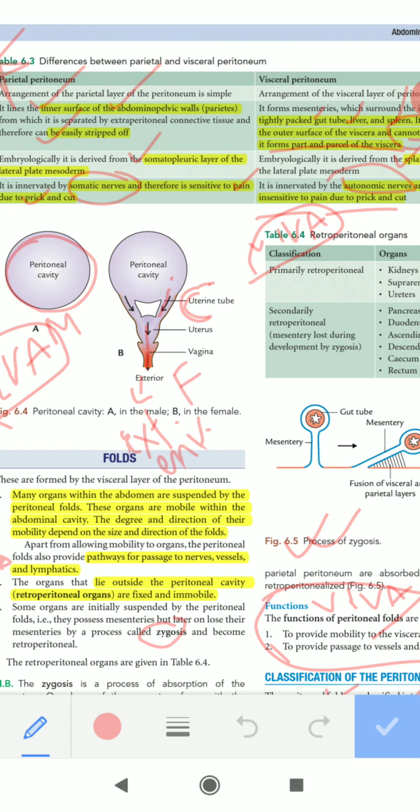Some organs are initially suspended by a peritoneal fold, but later on they lose their mesenteries or peritoneal fold by a process called zygosis, and then become retroperitoneal. That means at first they were normal, but as time goes, they lose their peritoneal fold or mesenteries and become retroperitoneal. This process is known as zygosis.